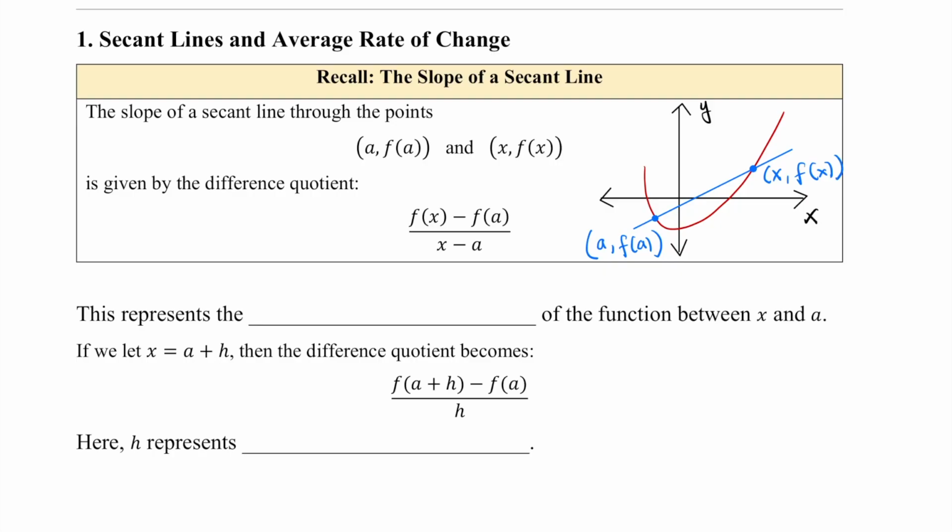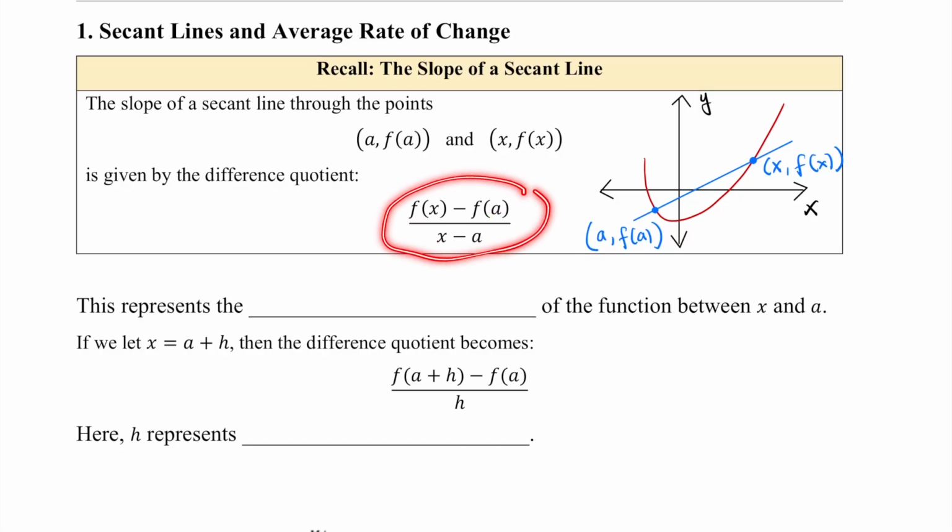To find the slope of the secant line between these 2 points, we take the difference in y over the difference in x, which is f of x minus f of a, all over x minus a. This expression is called the difference quotient. It represents the average rate of change of the function between x and a. In other words, it tells us how much the function changes on average between those two x values.